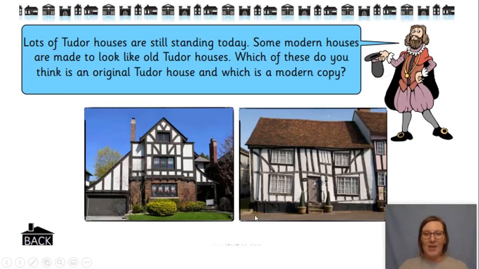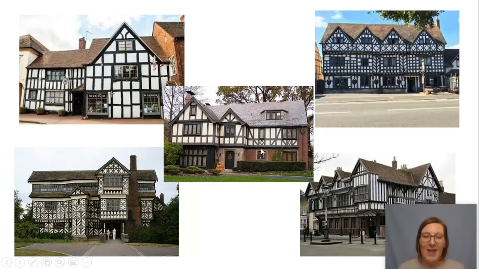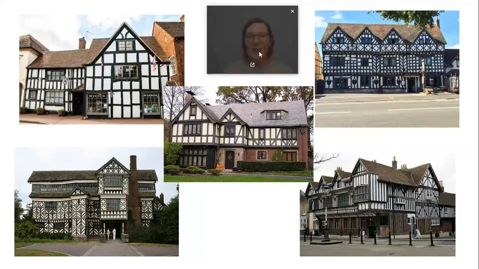Whereas this house here, you can see how all the walls are warped and starting to move in. Can you see that? That is an original Tudor house. And I've got some more to show you here. Which ones do you think are original and which ones do you think possibly could be modern? Pause the video. Have a chat with a person in the room.